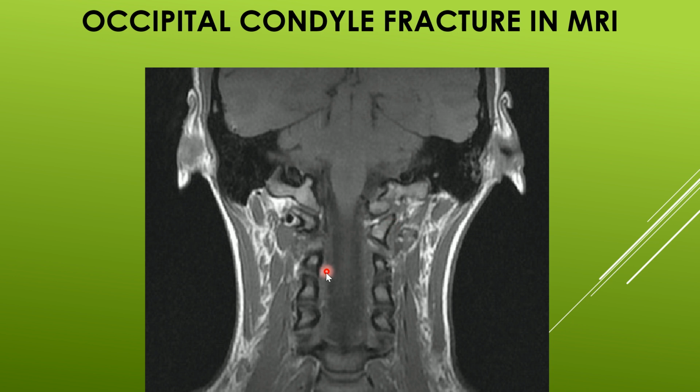Here's occipital condyle fracture as it appears in MRI. Actually, if we want to see the ligaments, we have to go more anterior or posterior on coronal view.